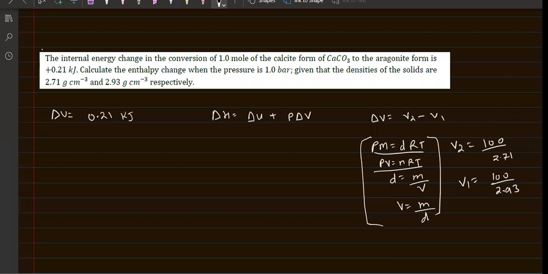Sorry, it is opposite because it is converted from calcite to aragonite, right? So it would be opposite. So it would be V2 and this would be V1. But you got the concept, right? Okay. Okay, everyone.